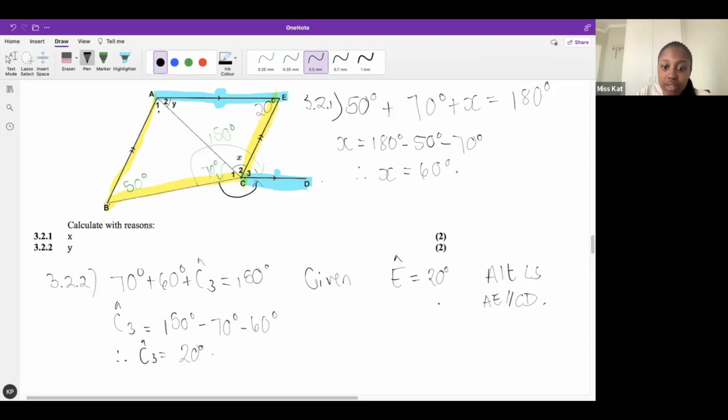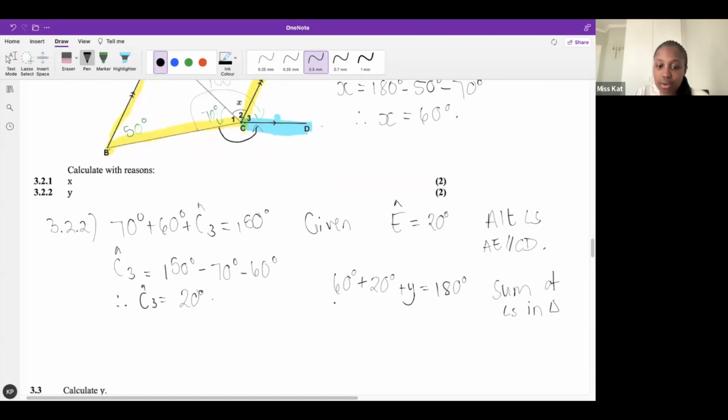Or sum of angles in triangle, there we go. So I'm going to go with sum of angles in triangle. So X was 60 degrees plus E, which is 20 degrees, plus the Y will give us 180 degrees. And this is sum of angles in a triangle. Okay, so then Y will be equal to 180 degrees minus 60 minus 20 degrees. Therefore, Y is 100 degrees.